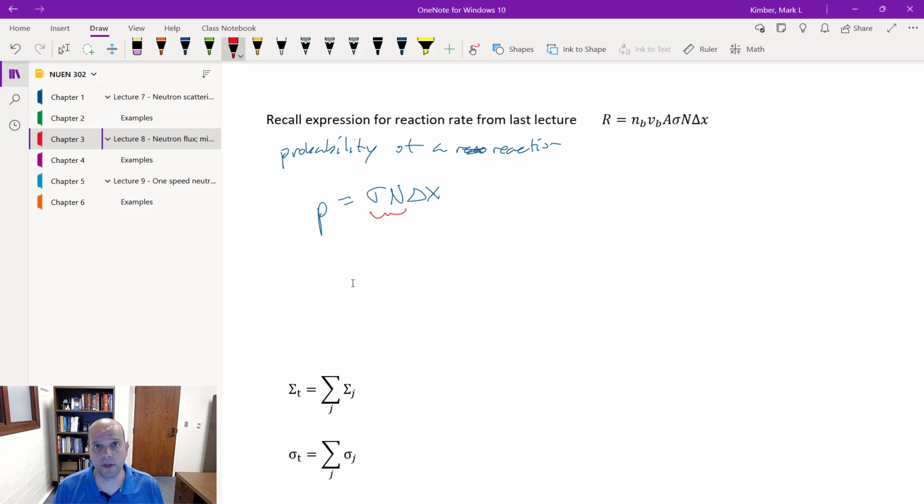And because of that, since they're always together, we lump them together quite often, and this is going to be what's called the macroscopic cross-section.